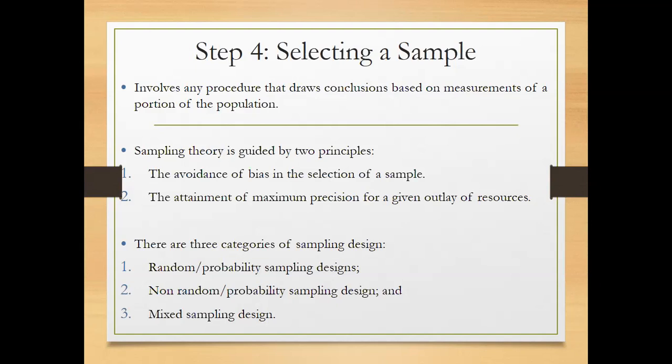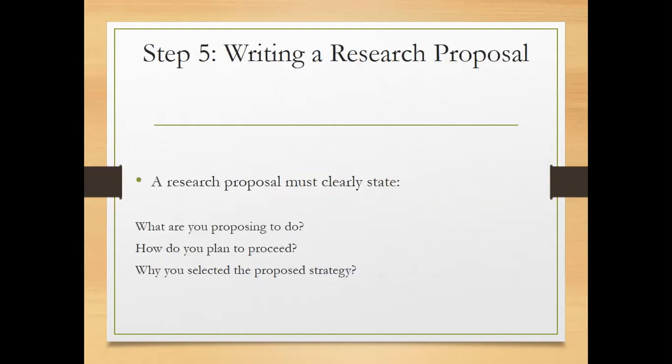We have probability sampling, we have non-probability sampling, we have mixed sampling, and then obviously you need to choose. By choosing, I mean you need to see the design and then the research problem, which is going to help you decide which sample design you should go for, which tool you should go for. Then the next step is you write a research proposal.